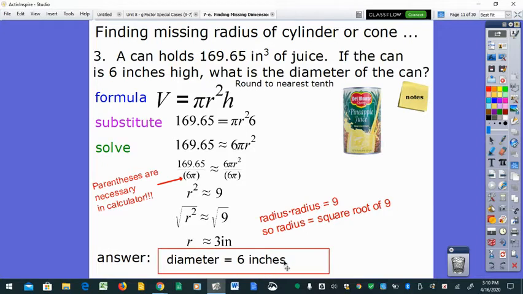Now notice your answer is not squared or cubed because it is a straight distance. It's how far across the can from edge to edge, and that wouldn't be square inches. That would just be measured with a ruler. It would be straight units, and it would be straight inches. Again, I just want to remind you to make sure that when you're dividing, if you still have the pi in there, to make sure you use the parentheses.